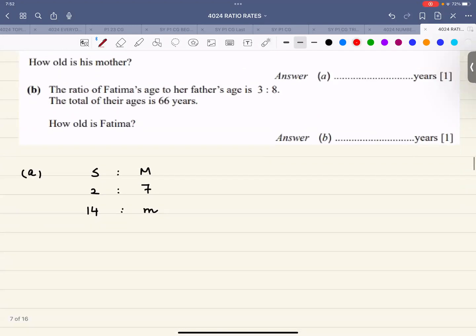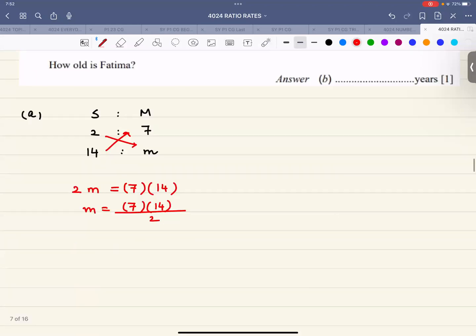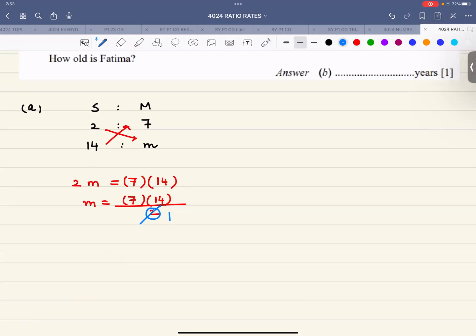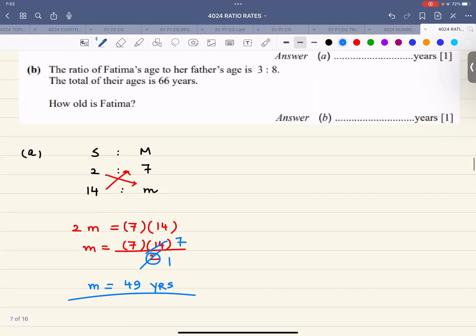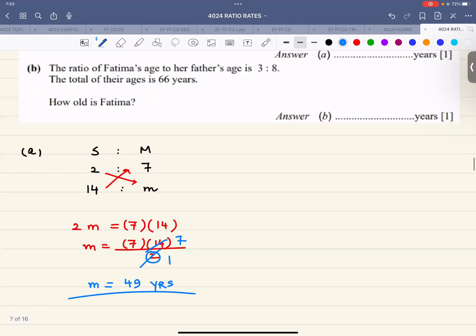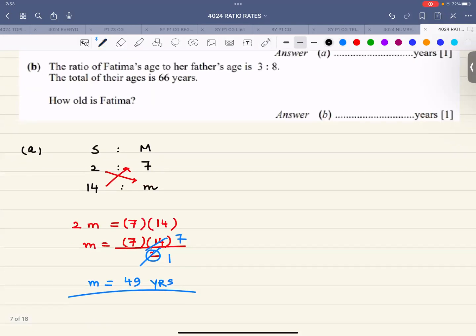So cross multiply like this. And therefore, what do we have? 2M equals 7 multiplied by 14. Therefore, M is 7 into 14 divided by 2. So 7 sevens are 49. So M comes out to be 49 and the unit is years. That is the answer for this one. Now let's move on to the next question.